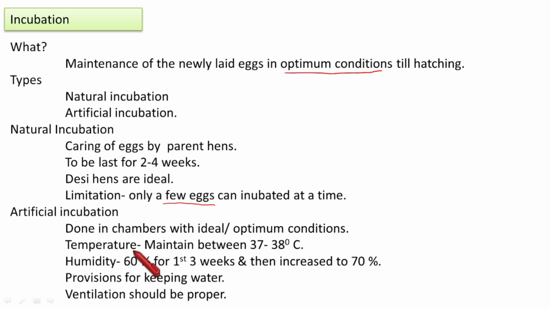Temperature, what about the temperature? It should be maintained between 37 and 38 degrees Celsius. Humidity for the first 3 weeks should be 60%, and later we need to raise it to 70%. And also inside that arrangement there should be some provision for keeping water, and good ventilation should be there. These are all very important.